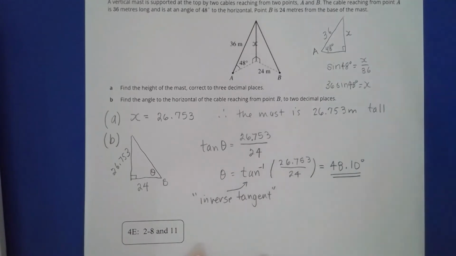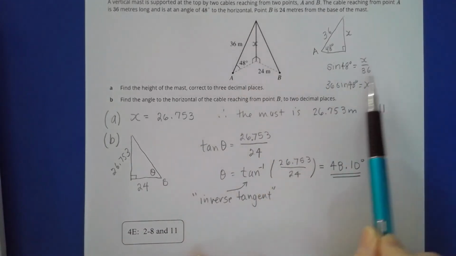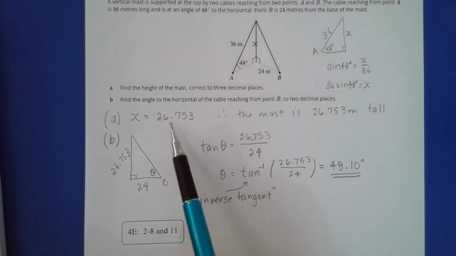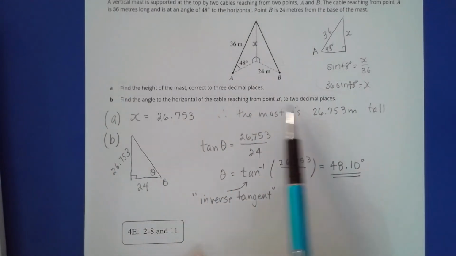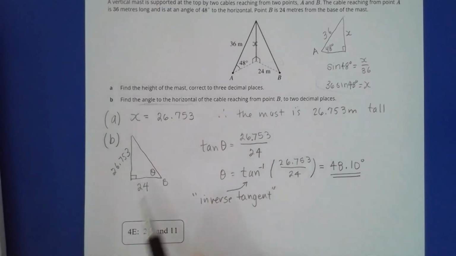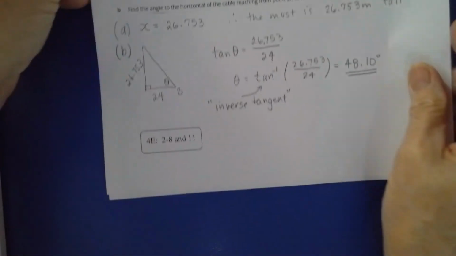Okay, so we used the information that we got up here to draw this triangle to find the angle to the horizontal, or the angle of elevation here, and the inverse tangent of that. Here's the questions we're going to do.